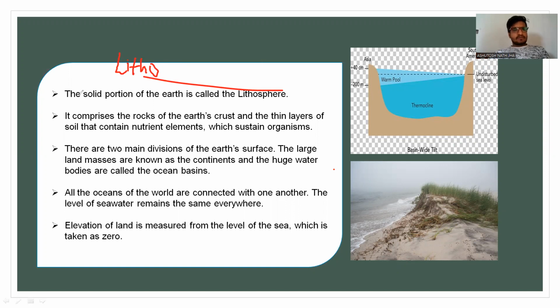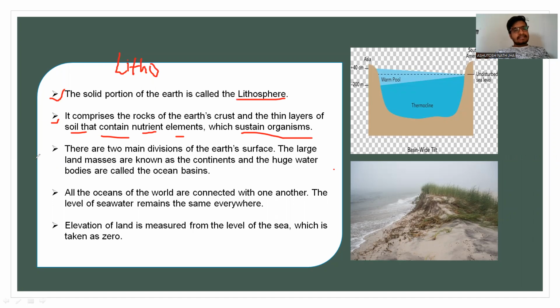First thing is the solid portion of the earth is called the lithosphere, ठीक है, जहाँ हम रहते हैं. And then second thing is it comprises the rock of the earth crust and the thin layer of soil that contains nutrient elements which sustain organisms.